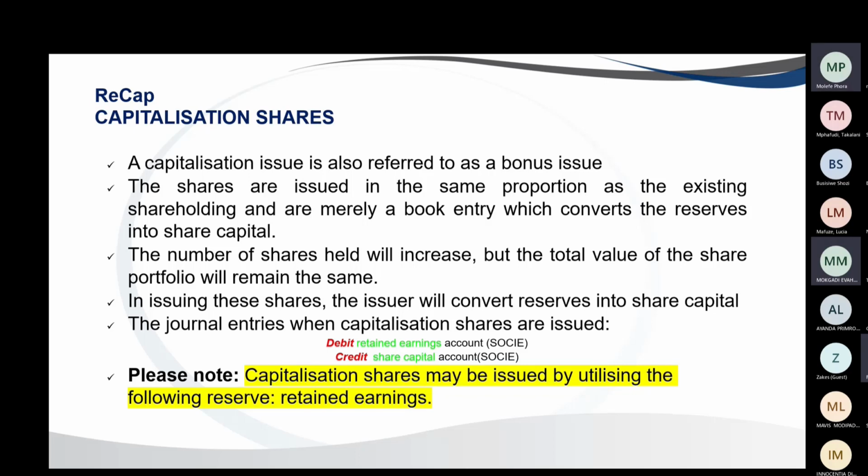Then we covered the basics of what we really want to see when we're dealing with the capitalization of shares, is that ideally you'd want to have them issued in the same proportion as the existing ones. And then we also explained that it's just a book entry, which will be converted from the reserves into the share capital. So that journal entry we'll get to towards the end. So what basically happened, the number of shares that I held previously will slightly go up with the bonus issue in that same proportion that I had. The total value of the share portfolio will remain the same.